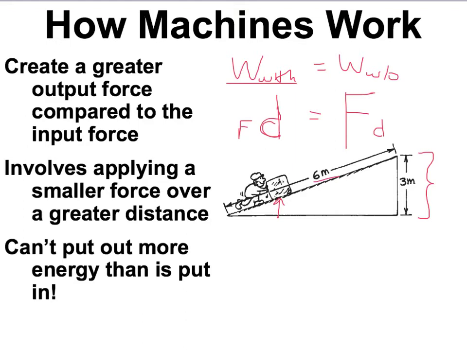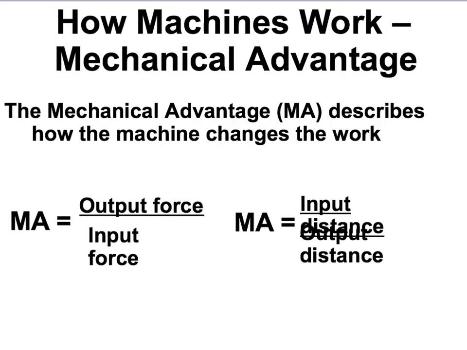So even though the output force is greater compared to the input force, you can't put out more energy than is being put in. What machines do is kind of multiply forces, but remember, according to the law of conservation of energy, energy can't be created or destroyed. When we describe how machines help us, we're going to use a term called mechanical advantage. Mechanical advantage describes how the machine changes the work.